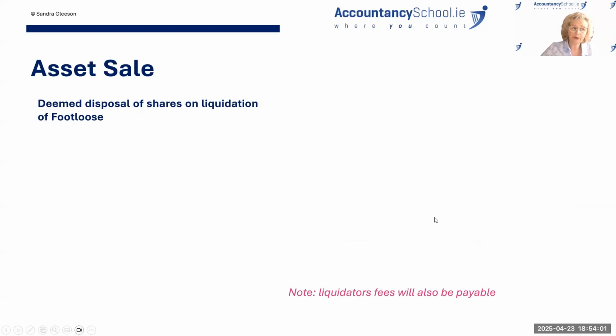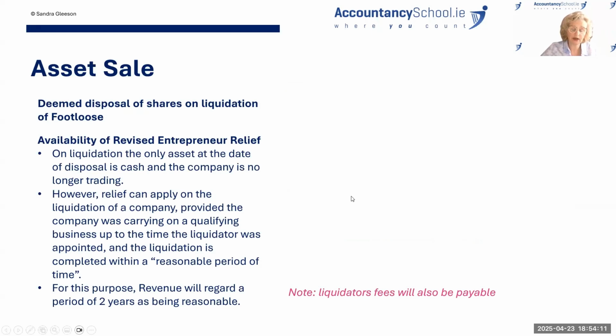So that final liquidating distribution, again, what does that represent? That represents a deemed disposal of Mr. Strike's shares. And on the deemed disposal of his shares, we need to think about what the tax charge will be. In the absence of any relief, there would be CGT at a rate of 33% on the disposal of his shares. Is revised entrepreneur relief available on a liquidation?